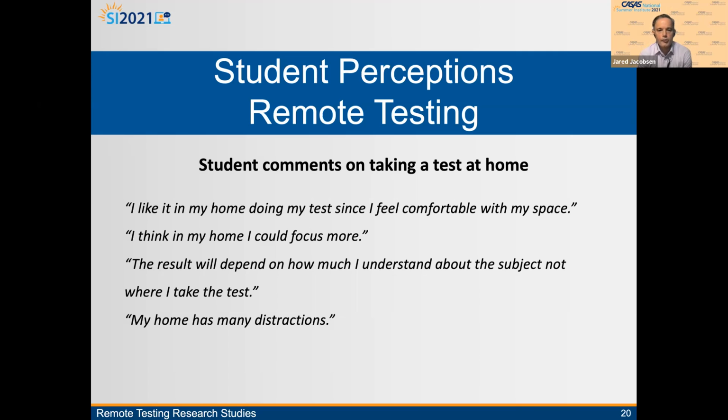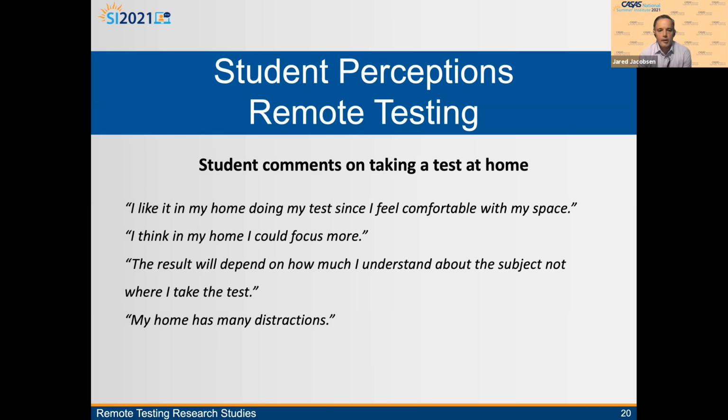I like it in my home doing my tests since I feel comfortable with my space. There were a lot of comments about the students feeling comfortable with where they were taking their test at home. I think in my home I could focus more. Once again, same theme. There were a lot of comments about them being comfortable with that environment.